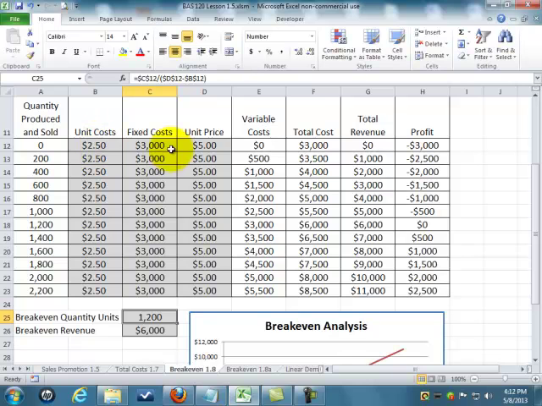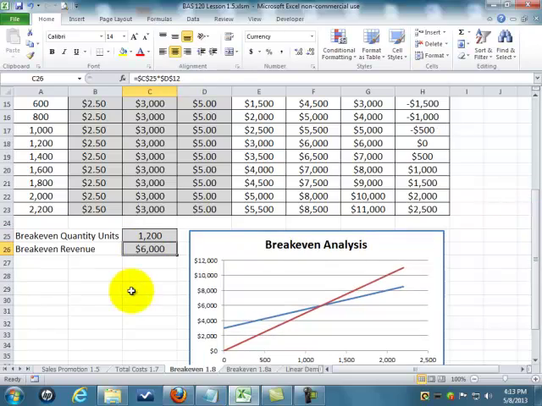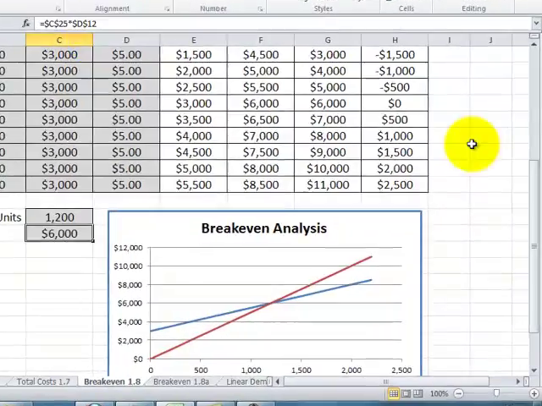But basically what this is saying is we're making $5 minus $2.50, or we're making $2.50 on each unit. We divide that into our fixed costs, and that'll tell us what our break-even quantity is. So we need to make 1,200 units to break even. Sometimes you like to put that in terms of sales dollars, which is easy enough. You just take 1,200 units times our sales price of $5. So you could say our break-even units is 1,200, or our break-even revenue is $6,000.